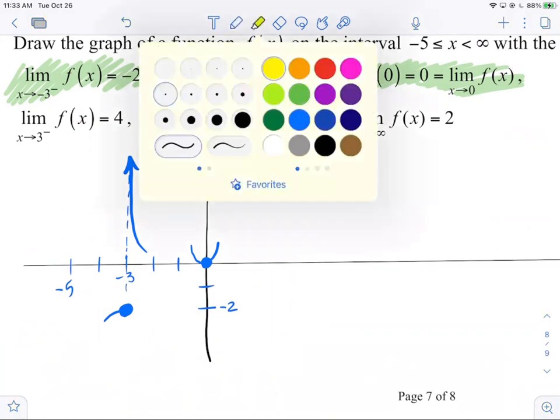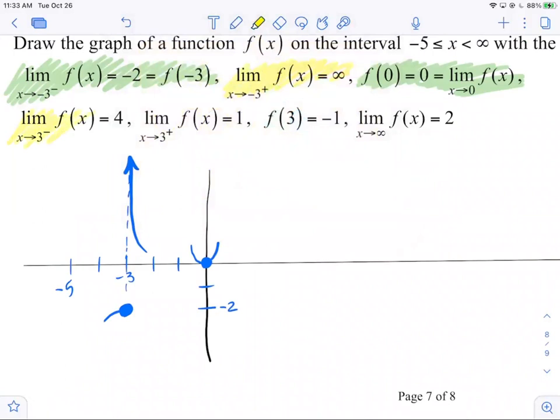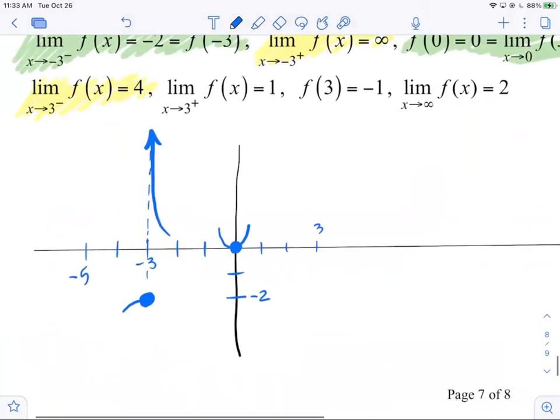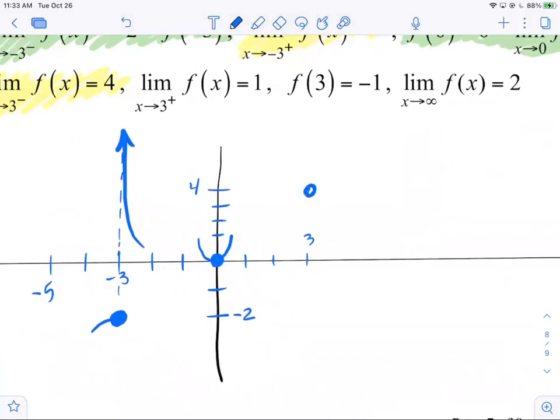All right, the next piece, the limit as x goes to 3 from the left is 4. So now I need to come over here to 1, 2, 3. And the limit is 4. 1, 2, 3, 4. There's 4. I'm going to put an open circle there because it didn't say anything about the function value. And I'm going to have it coming in from the bottom. Okay. So something like that.